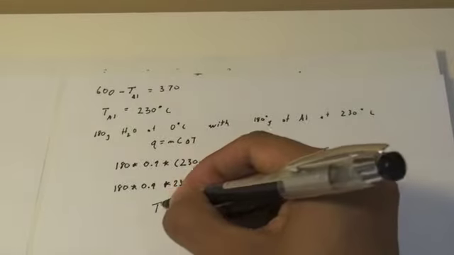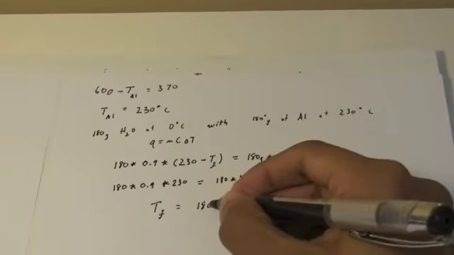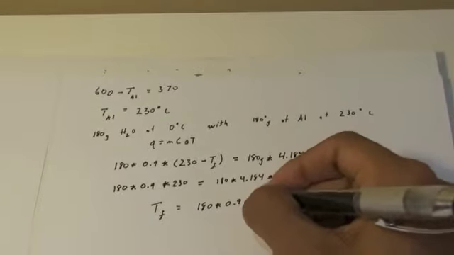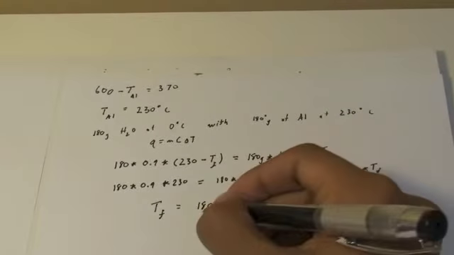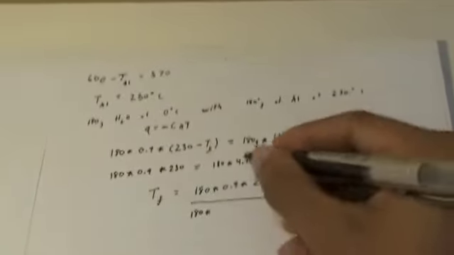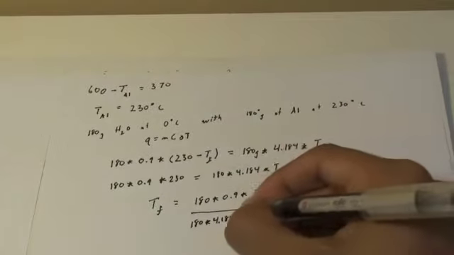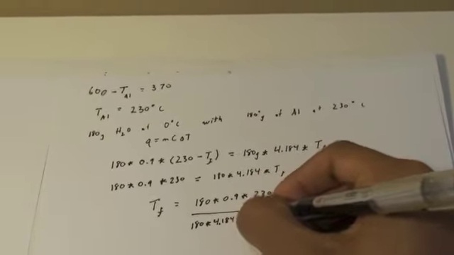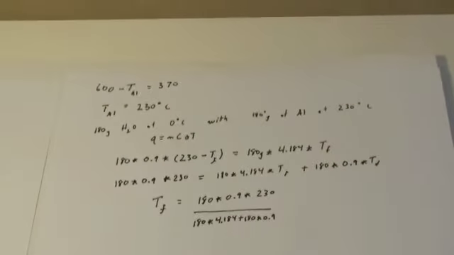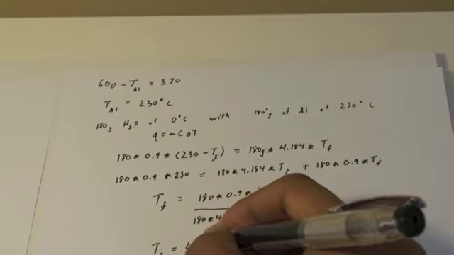And so when I factor out the temperature and then divide, I have 180 times 0.9 times 230 degrees, divided by 180 times 4.184 on this side, plus the 180 times 0.9. And so this is the final temperature. And when I solve for that, I get 40.7 degrees Celsius.